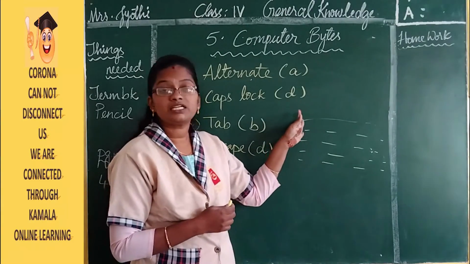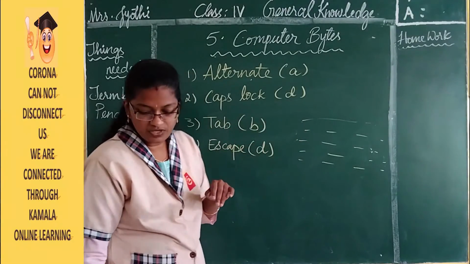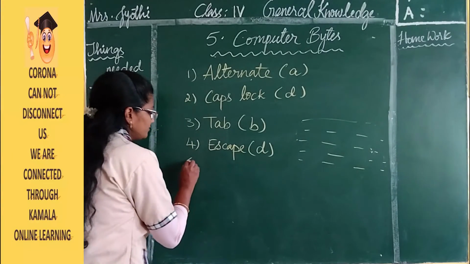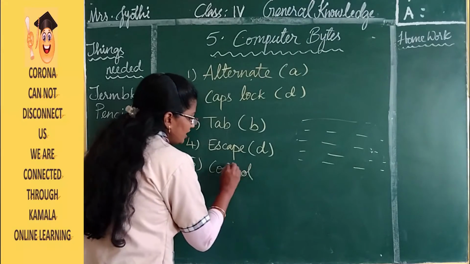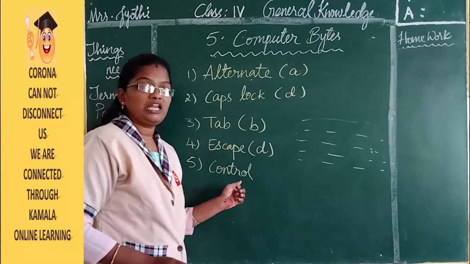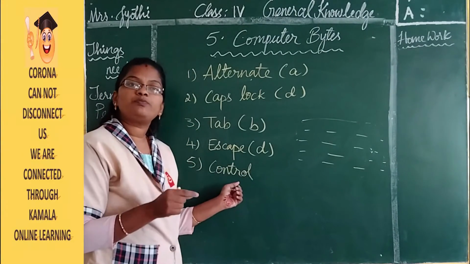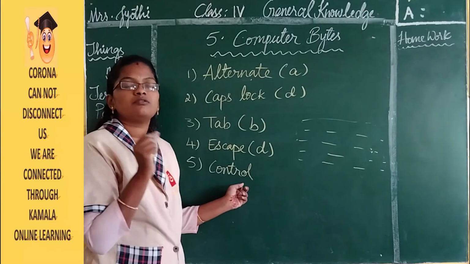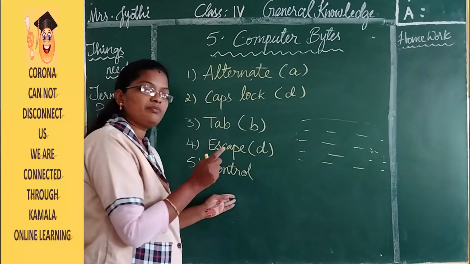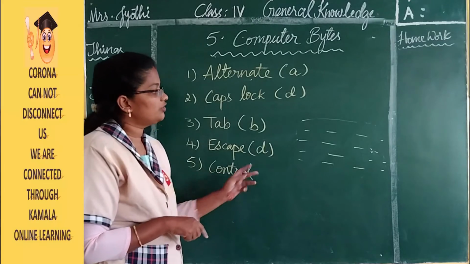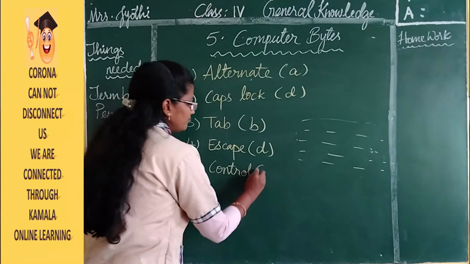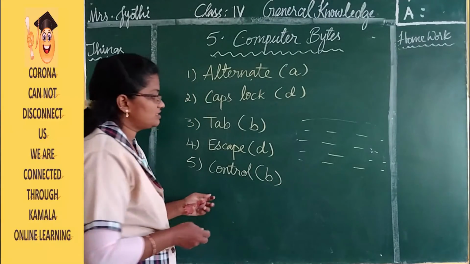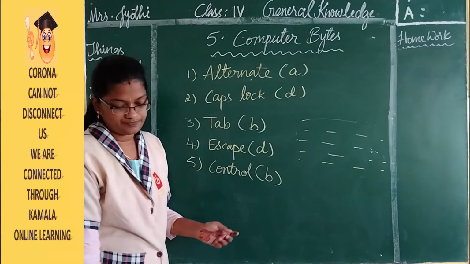If you want to go directly to the first line, you have to press the control button. Along with the control button, you have to press arrow keys also. Mostly you use the control button and then the arrow, so that you will go directly to the top line. So this is option B.